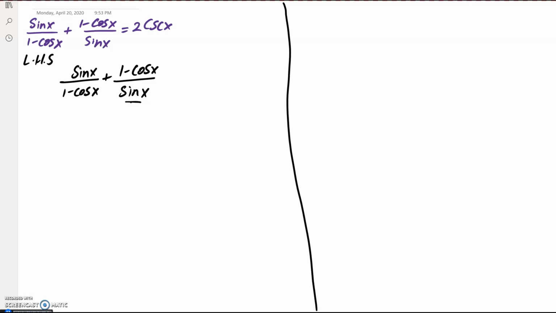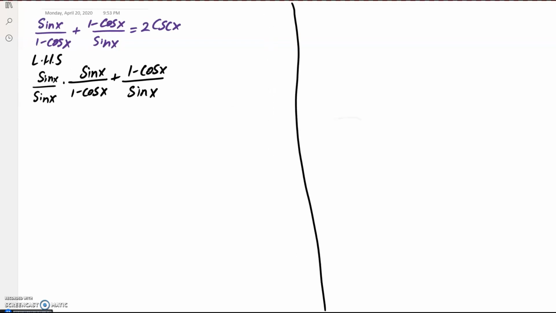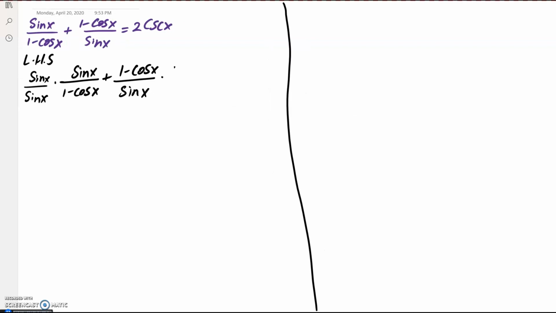I will multiply this denominator with this term, and also multiply sine x with the numerator, also with the denominator. Clear? And I will multiply this term with this denominator. Okay, so it's going to be times 1 minus cos x over 1 minus cos x. Clear? Alright, now let's simplify.